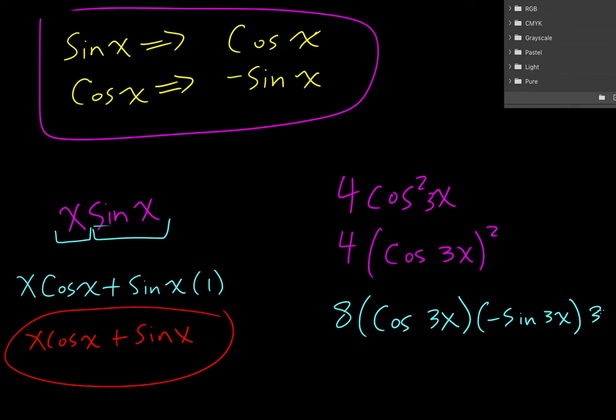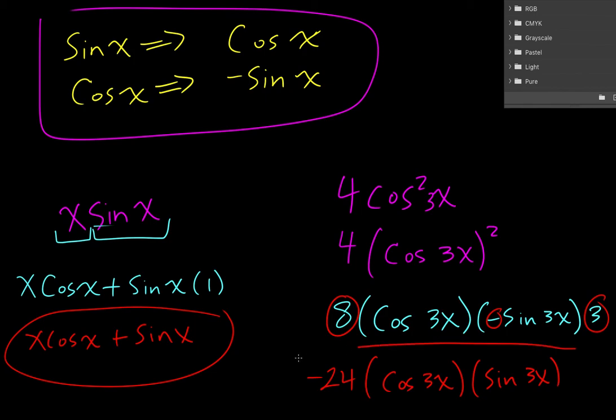Okay, so really the only bit of cleanup we need to do is multiplying the constants. So that's going to be negative 24, and then we have cosine 3x times sine 3x. And I'm going to have you just leave it there. Technically, there's a thing we could do with some trig identities, but we're just going to leave it at that. Okay?